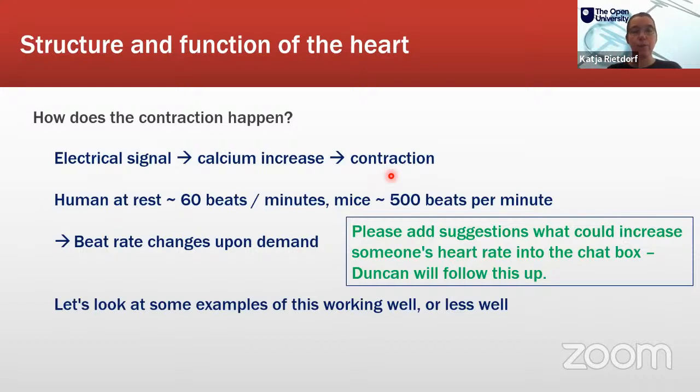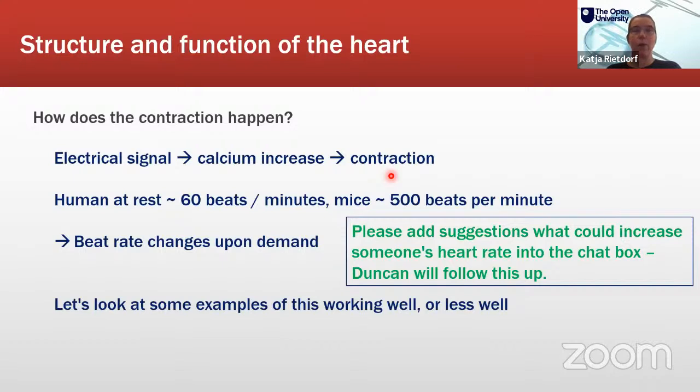In a human at rest, the heart beats at around 60 beats per minute. In some people it's faster, and some people it's slower. And in some animals, it's very different. Mice at rest have a heartbeat of around 500 beats per minute. So a mouse heart is beating a lot faster than our hearts.